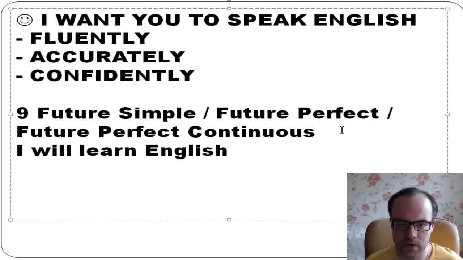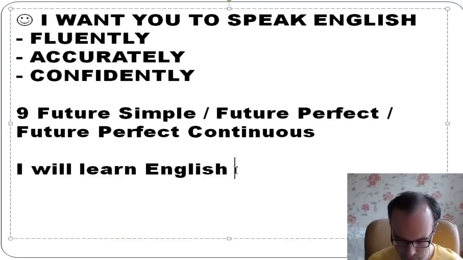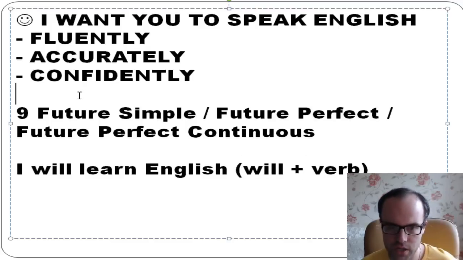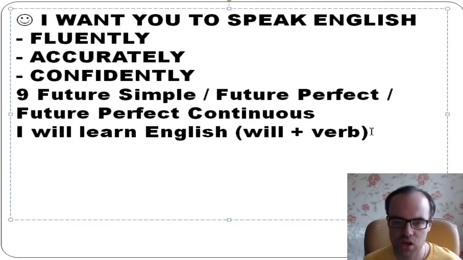So will plus verb. Or I can use a short form, I'll learn English. I will learn English. Next, what is future perfect?